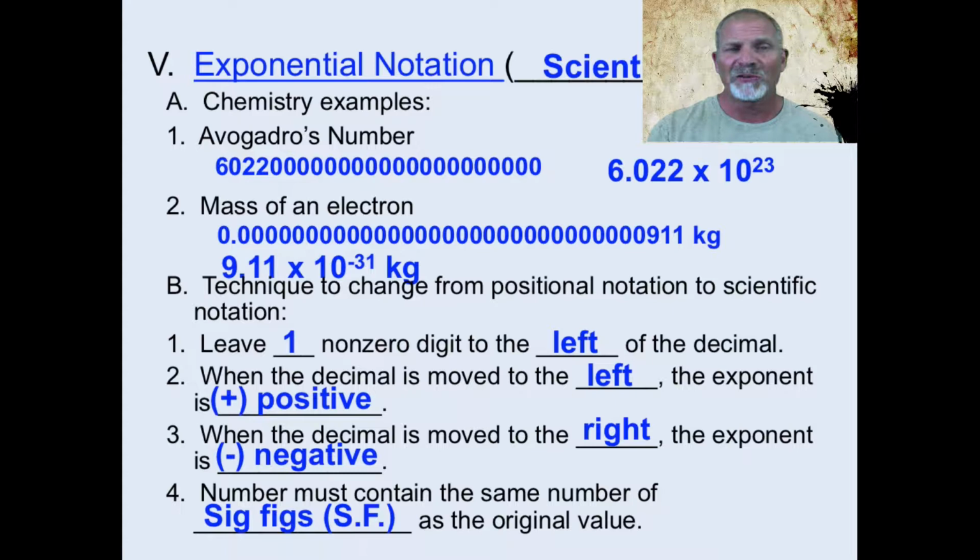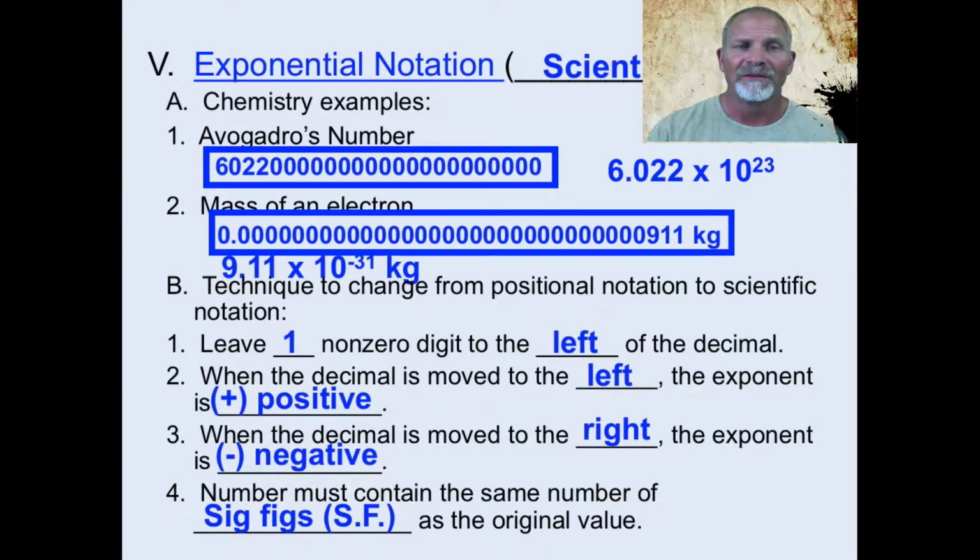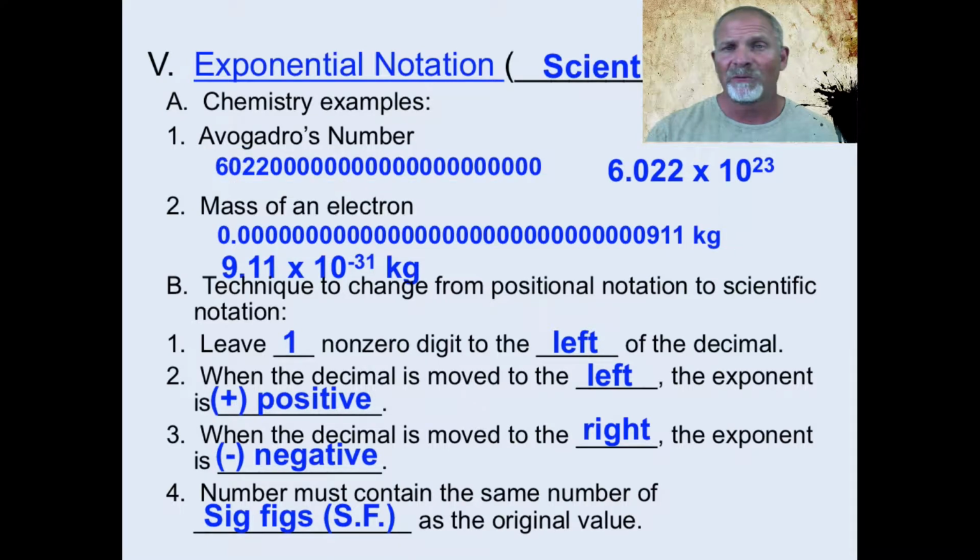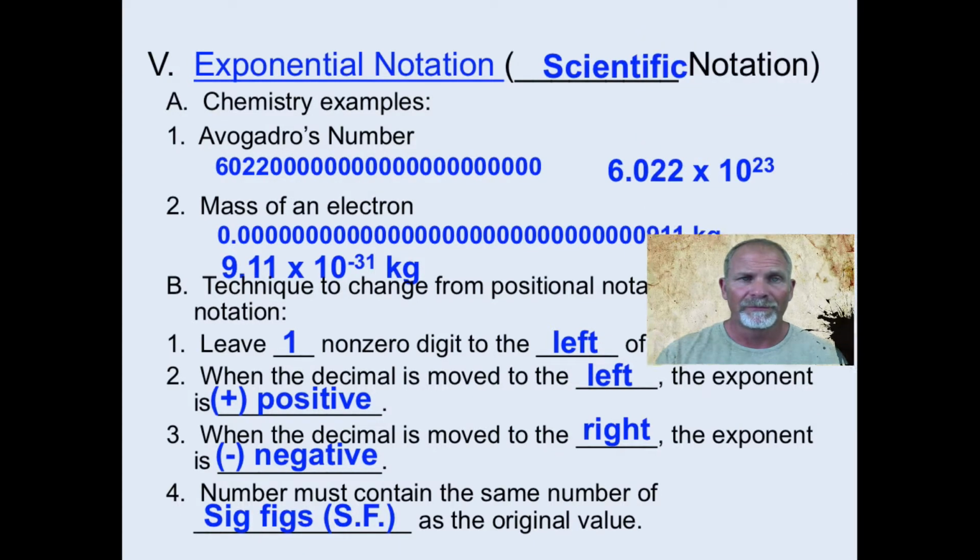The actual number and the value given to you up there, both of those are called positional notation. What I gave you as an example is changing them to scientific notation. When the positional number is changed to scientific notation, you must maintain the correct number of sig figs in that number. Don't change the number of sig figs at all. So Avogadro's number had 6, and the 0 is sandwiched, so it's 4 sig figs, and my mass of electron, 911, only had 3 sig figs.